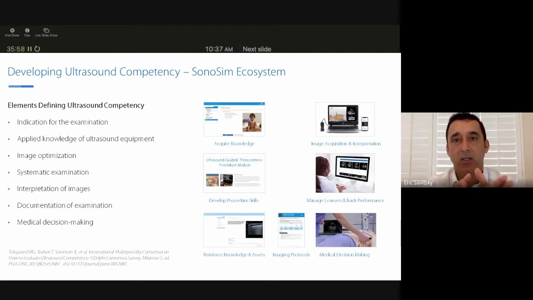So that's a little bit about the ecosystem so we know what we're talking about. So we're going to transition now to actually scanning 3 SonoSimulator cases and applying some of the things that we've talked about.